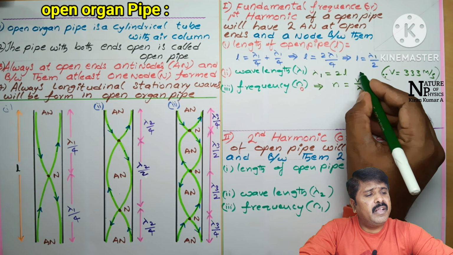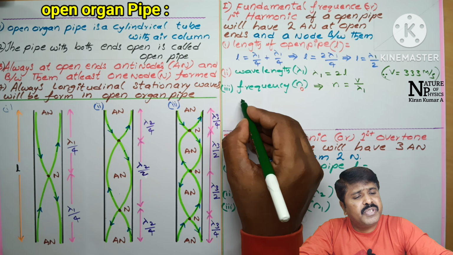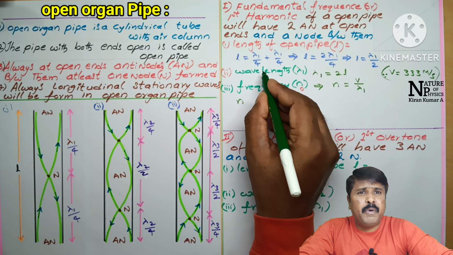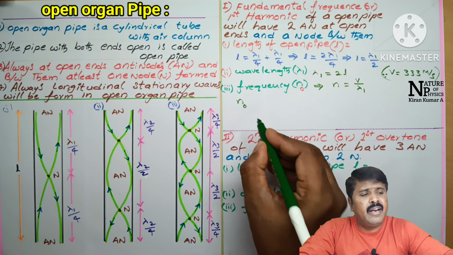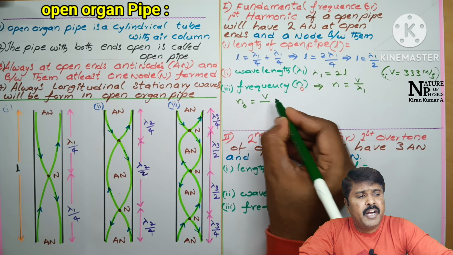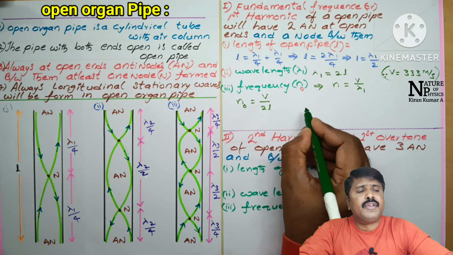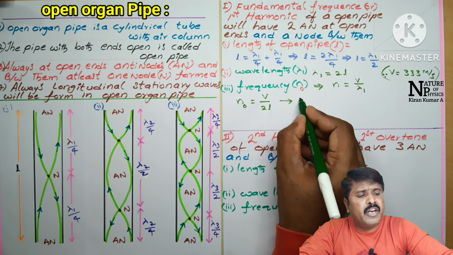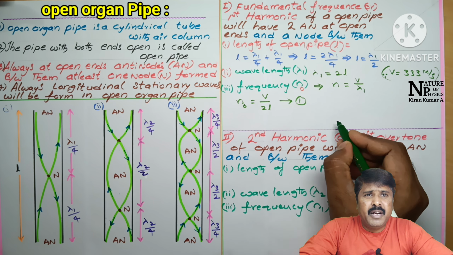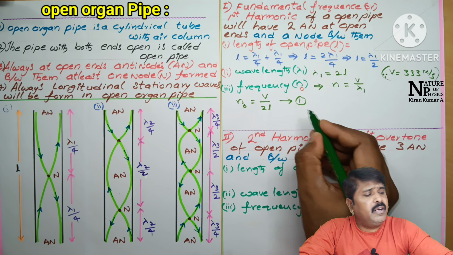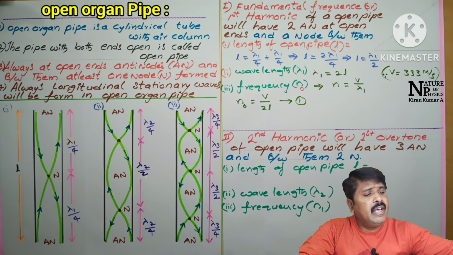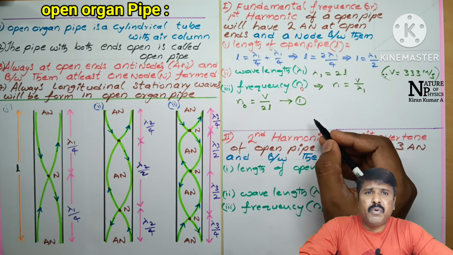In this, the wavelength is replaced from the above equation. This is an open pipe, so we write n0 equal to v divided by lambda 1, which is 2L. So n0 equals v divided by 2L. This is equation number 1. This is the fundamental frequency. What is that, student? The fundamental frequency or first harmonic of the open pipe.